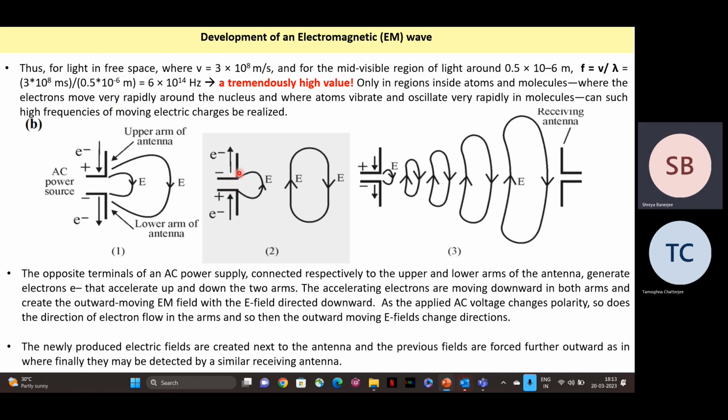So like this, one after another, waves can be created and they can be detected by a receiving antenna. So the principle behind formation of electromagnetic waves is the vibration of a charged particle, which in this case is an electron.